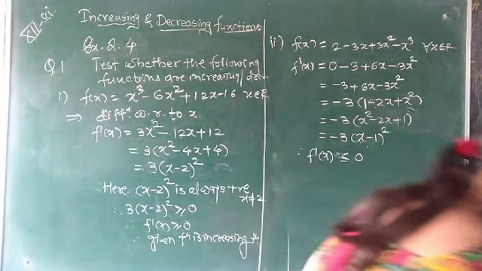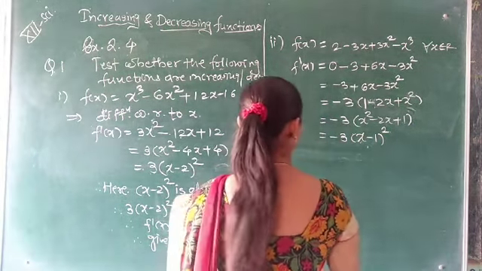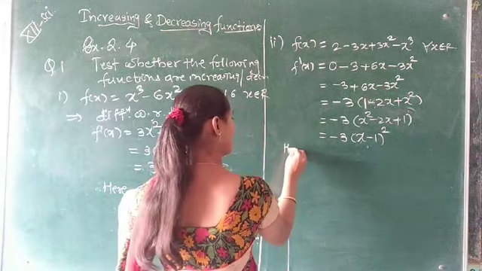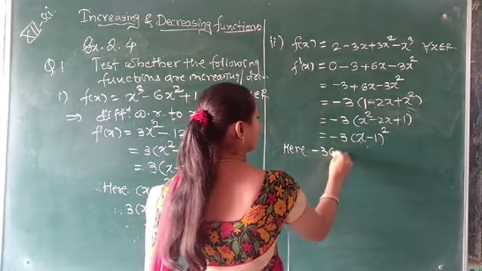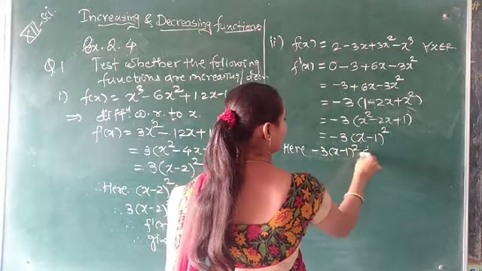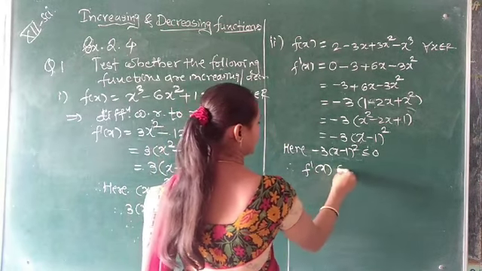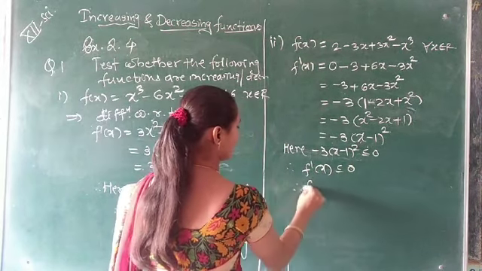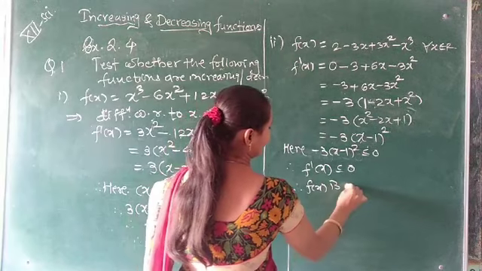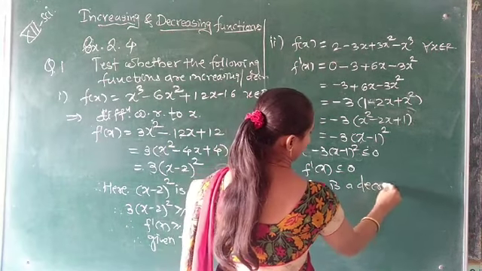So here write minus 3 into (x minus 1) square is less than or equal to 0. Therefore, f dash of x is less than or equal to 0. Therefore, f of x is a decreasing function.